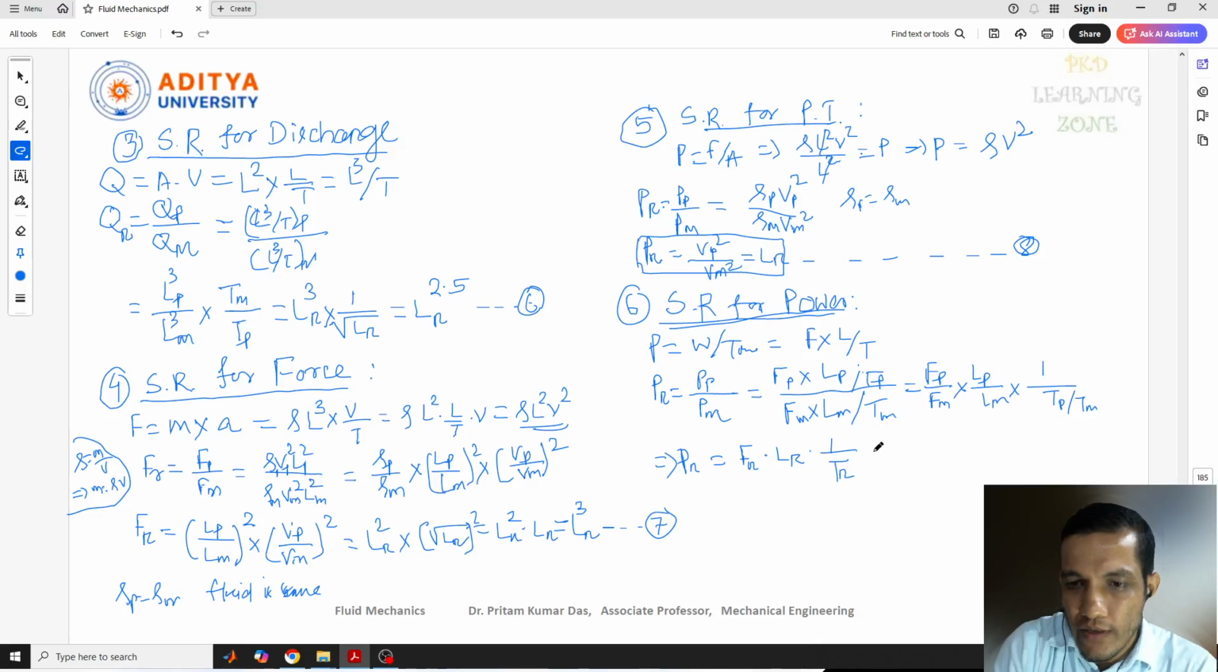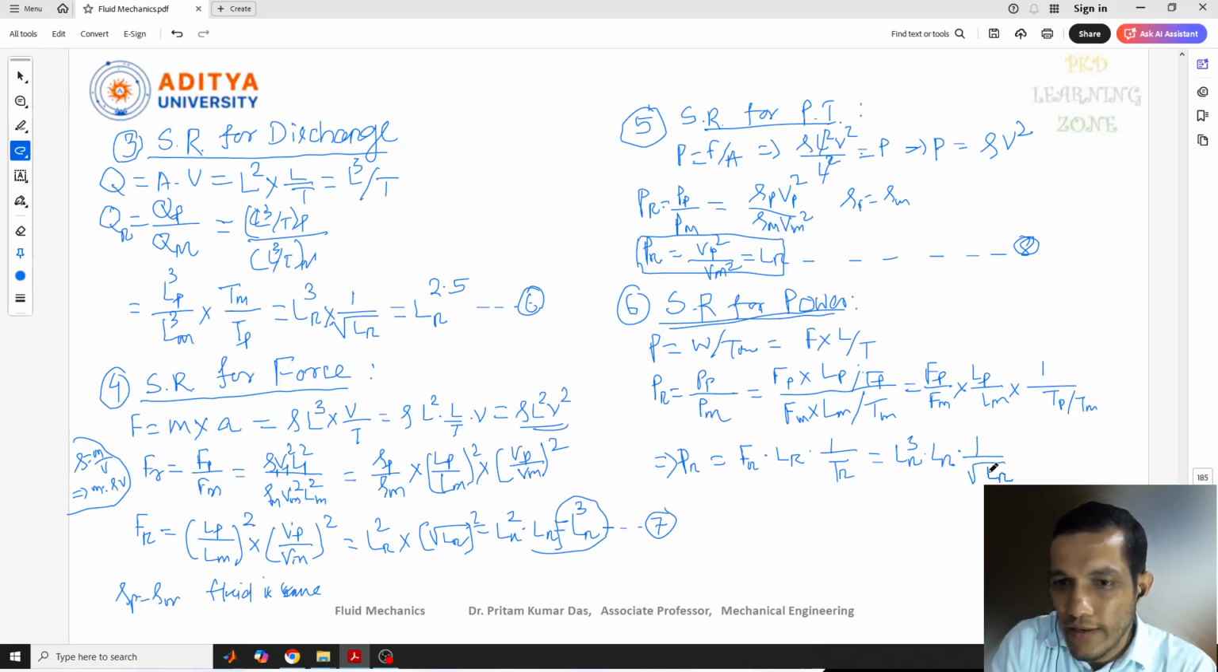Now again, FR, the force ratio we got just now, if you see, this is the answer we got: FR equals LR cube. Again LR, and this one 1 by root over of LR. So finally, if you solve, you'll get the scale ratio for the power, PR equals LR to the power 7 by 2. And this one again we can call equation 9.